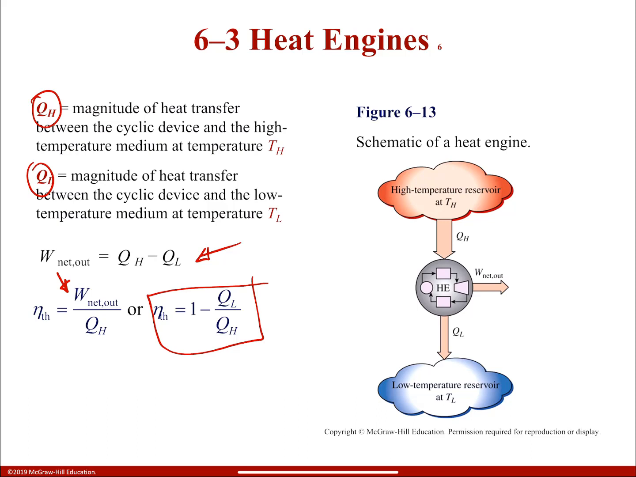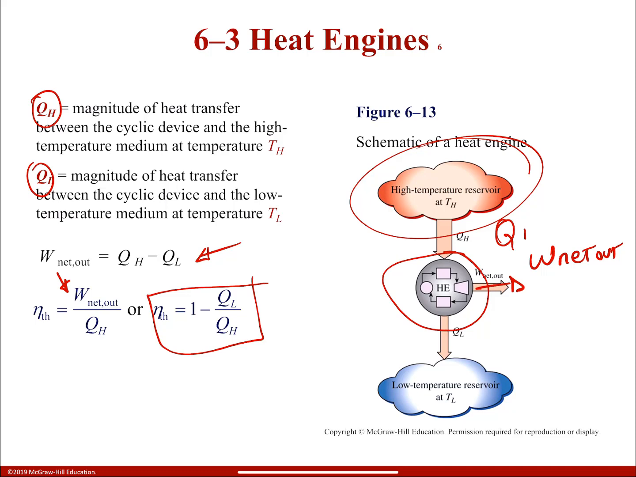So if you have the heat engine, finally, we can define a heat engine, which is this. It's composed of 1, 2, 3, 4, or 5 different components. The heat engine is supposed to deliver some work out. But in order to deliver that net work out, you need to get some energy coming from a high temperature source. So now we're going to call them QH and QL instead of Q in and Q out. So you can forget about those, and now you have only QH and QL.